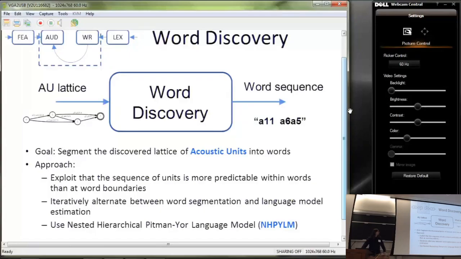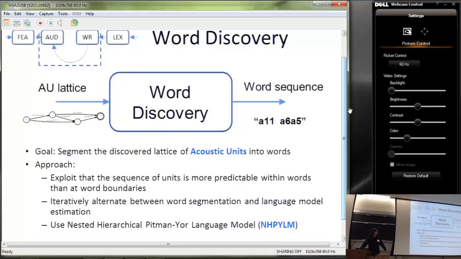What we exploit is basically that inside this lattice, the variability inside a word should be lower than at the word boundaries. And we also exploit that this lattice should somehow, somewhere, include the right path. It might not be the best path, but it should be included in the lattice.